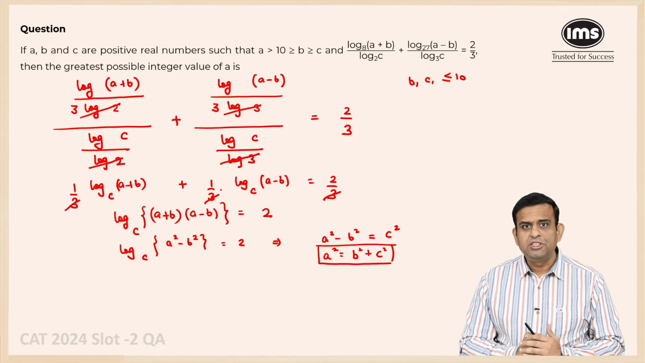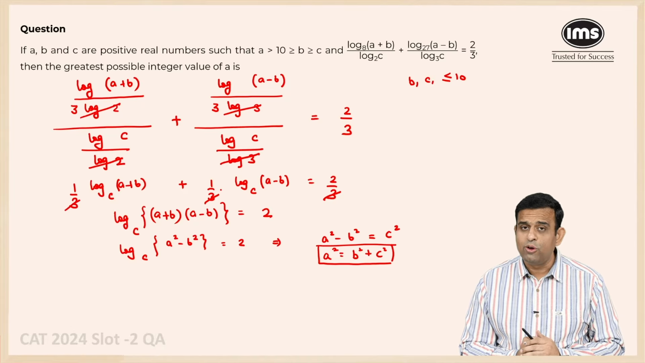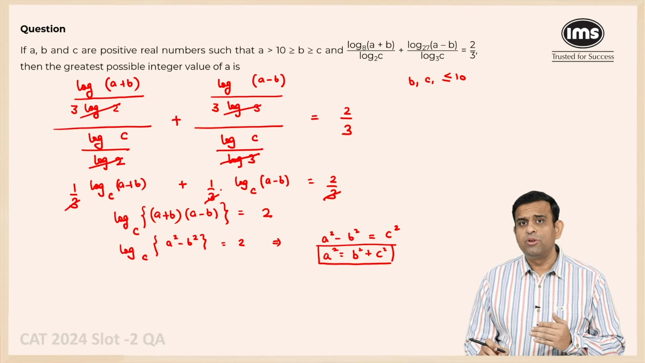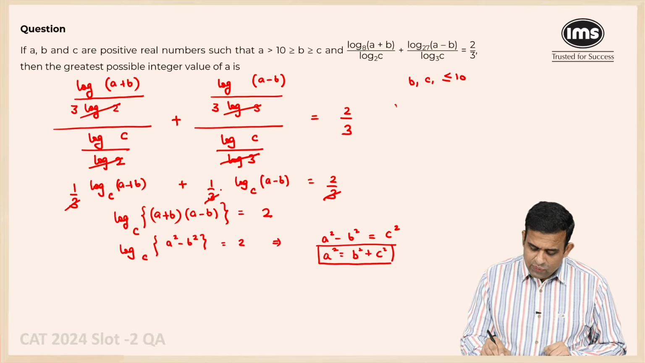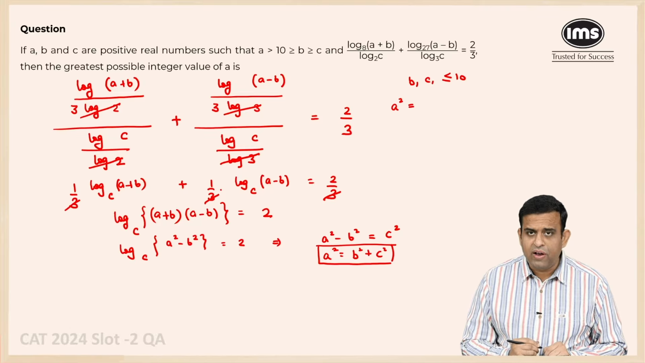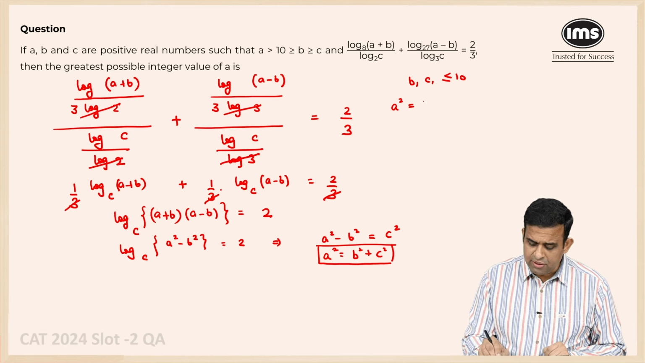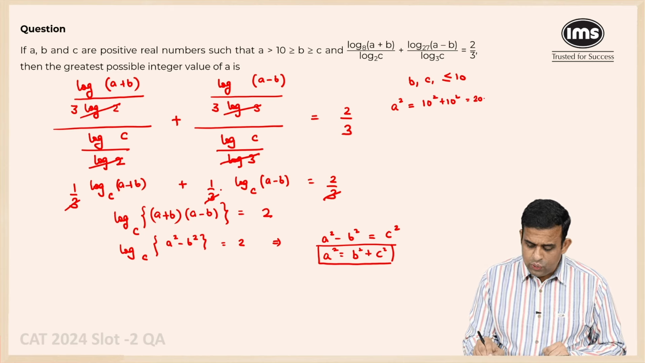So if I want to maximize the value of a over here, what I should have done is put the highest possible value of both b and c. If I do that, one can say the largest possible value of a square will be equal to nothing but 10 square plus 10 square, which is going to make it 200.